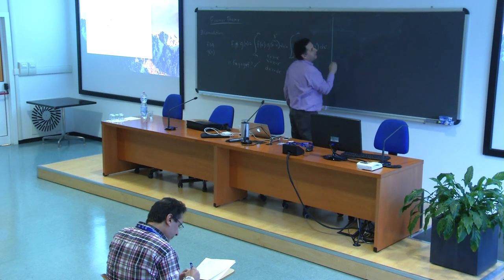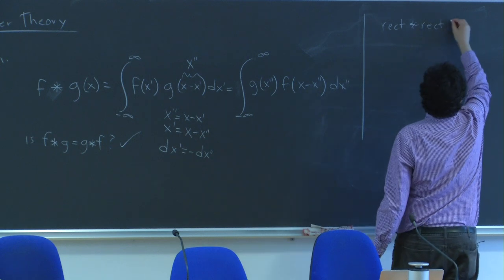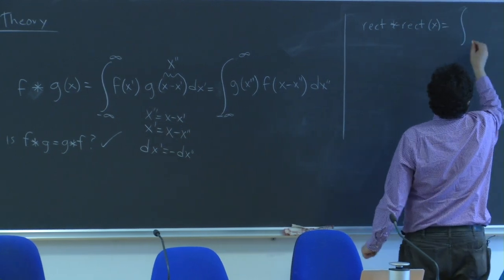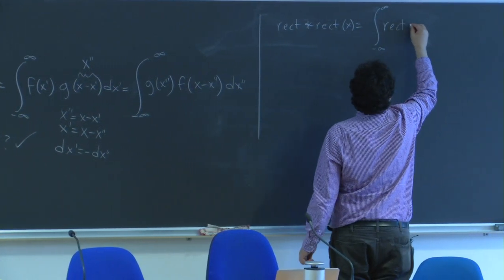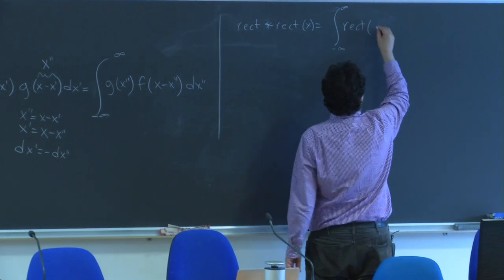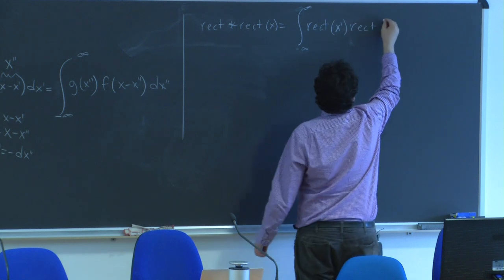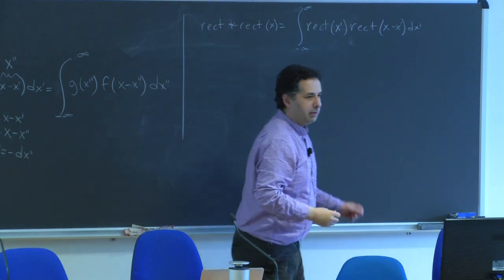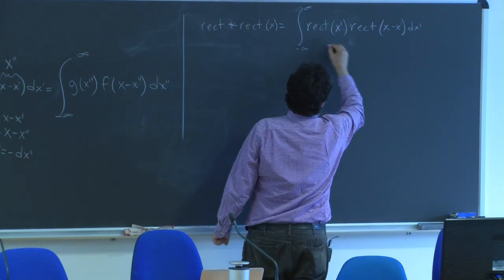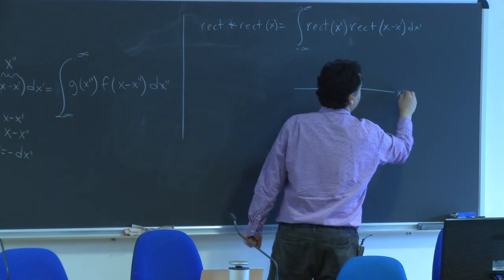So the first one: if I have rect convolved with rect of x, this is the integral from minus infinity to infinity of rect of x prime times rect of x minus x prime. And this is one that we can do sort of geometrically. I'm going to plot the integrand as a function of x prime.